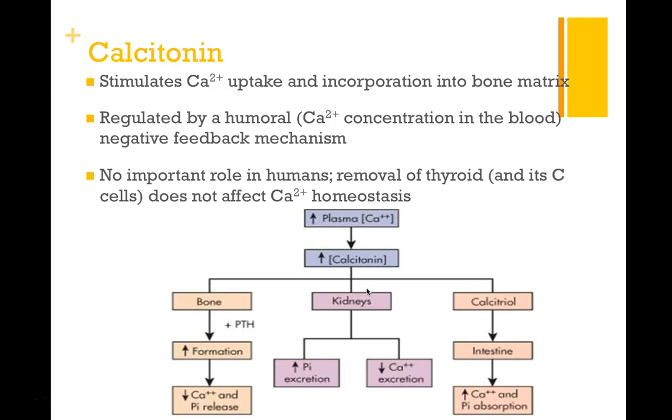So if you remove the thyroid and the parafollicular cells, then it's not really going to affect calcium homeostasis. And this is just another chart here that is giving you the rundown of how calcitonin is going to stimulate calcium uptake back into our blood and put it into our bones.